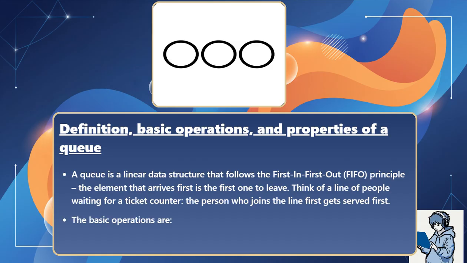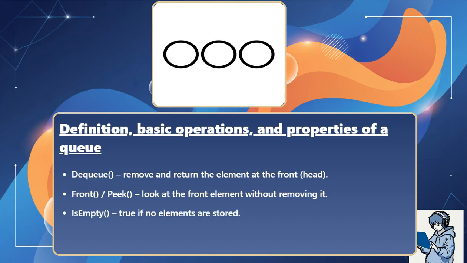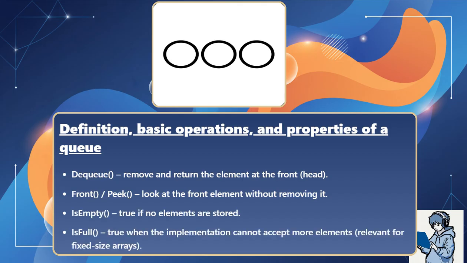The basic operations are: enqueue X, add element X to the rear (tail) of the queue. Dequeue, remove and return the element at the front (head). Front or peek, look at the front element without removing it. isEmpty, true if no elements are stored. isFull, true when the implementation cannot accept more elements, relevant for fixed-size arrays.